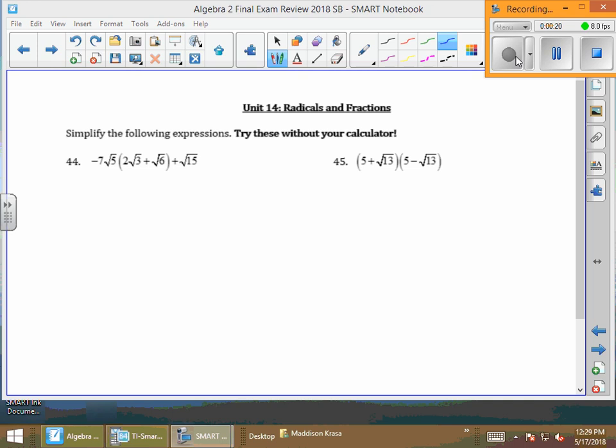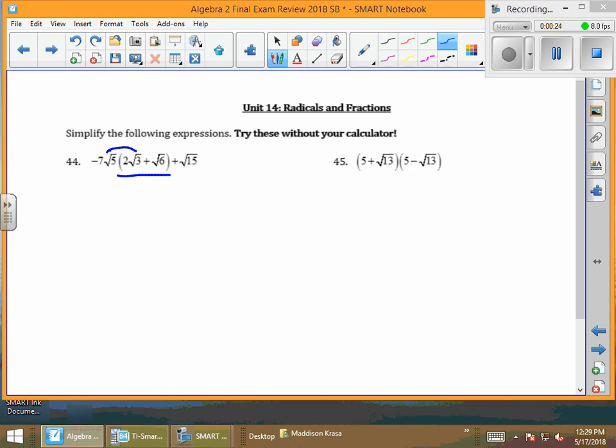We want to follow the order of operations. So we're going to go ahead and take care of these parentheses first by distributing the -7 radical 5. So remember, when we are distributing, it's multiplication. So technically, we're doing -7 square root of 5 times 2 radical 3. So when we multiply that, we would do the -7 times 2 first. So we do those first, and then we go ahead and multiply the radicals.